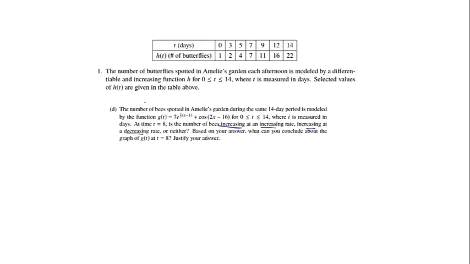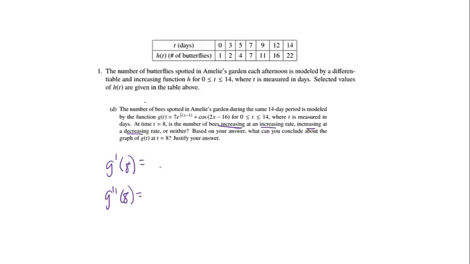So first of all, if I want to know whether something is increasing or decreasing, I'm going to be referring to g prime. And then if I want to know if it's increasing at an increasing rate or decreasing rate, I need to know something about g double prime. So we're going to find g prime of 8, and we're going to find g double prime of 8.